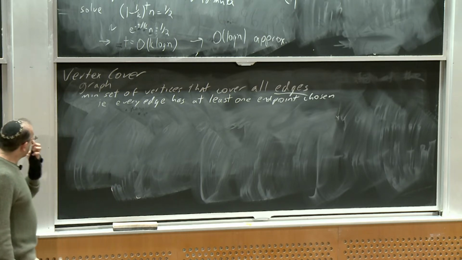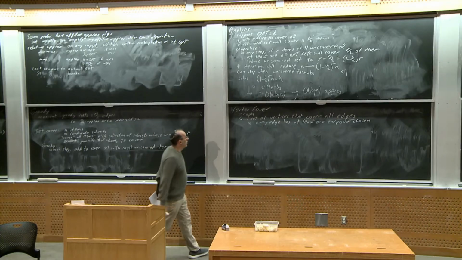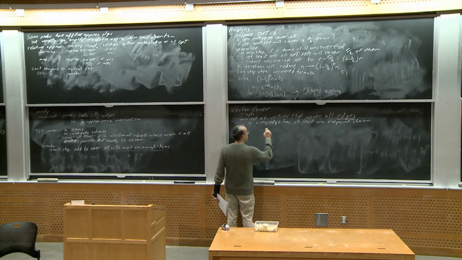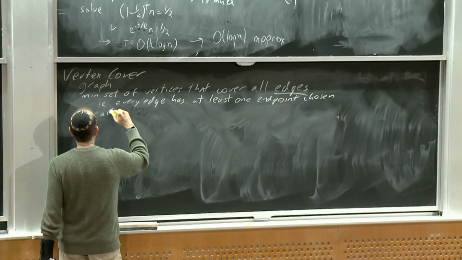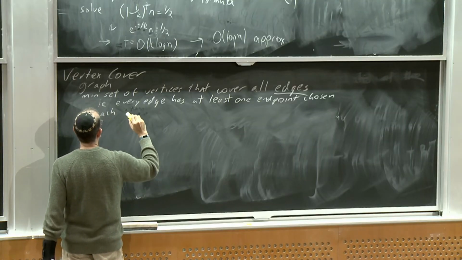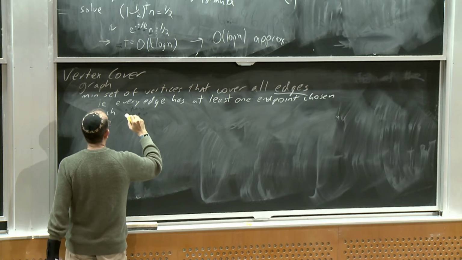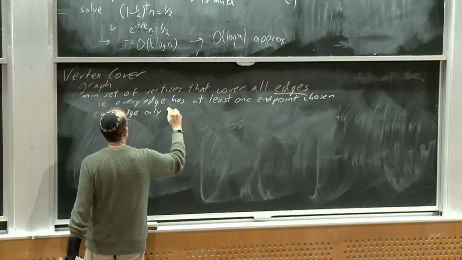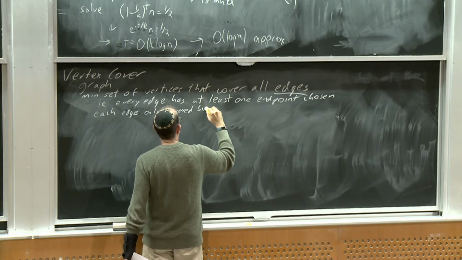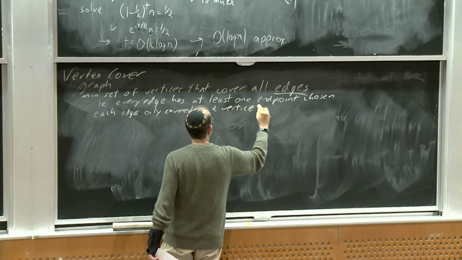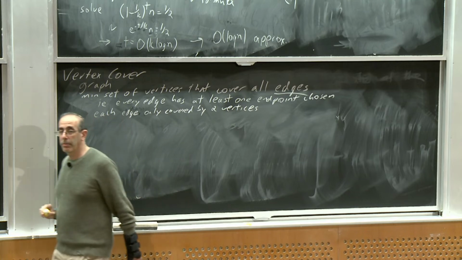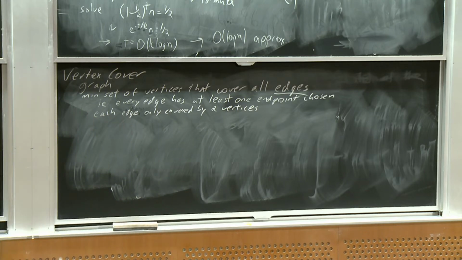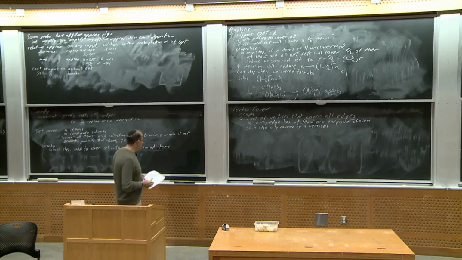But it turns out that here, you can do better. You're relying on the fact that what's special about this set cover problem is that each edge is only covered by 2 vertices. Okay? That's what makes this a special version of the set cover problem. That there are only a couple of sets that cover every item. Now, how do we use this?